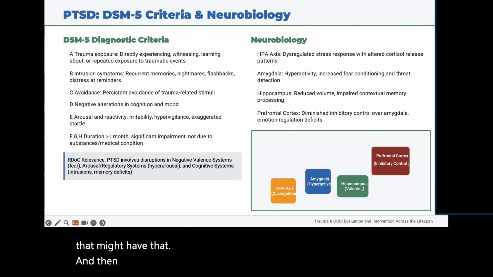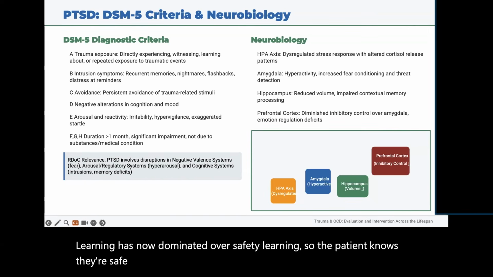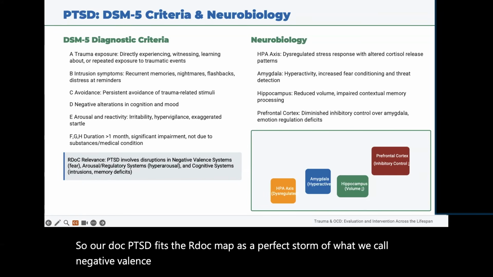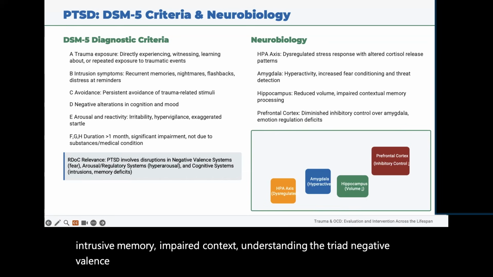And then what does this mean clinically? Well, for learning, fear learning has now dominated over safety learning. So the patient knows they're safe, but their body doesn't believe it. So RDoC, PTSD fits the RDoC map as a perfect storm of what we call negative valence, fear, arousal regulatory, hypervigilance, cognitive, intrusive memory, impaired context. Understanding that triad: negative valence, arousal, and cognitive.